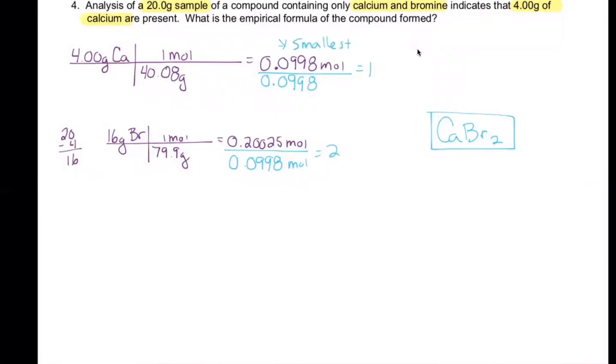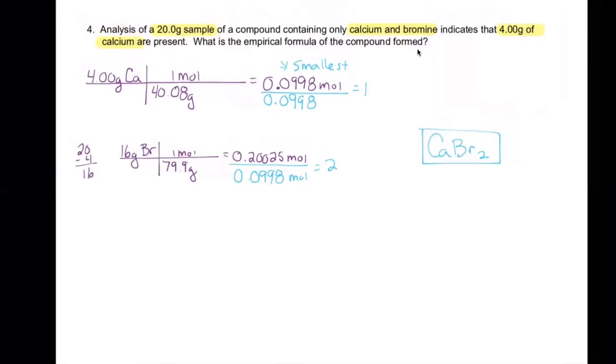Dividing that by itself, we got 1 for our ratio. And then dividing bromine by that number, we get 2 to give us an empirical formula of CaBr.